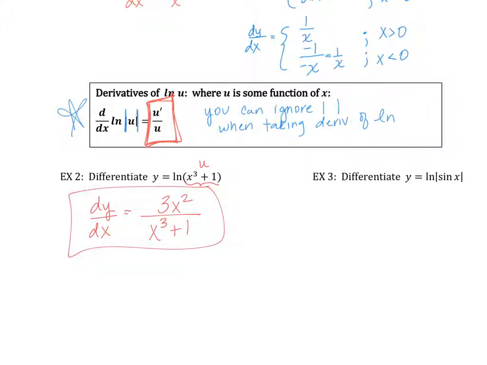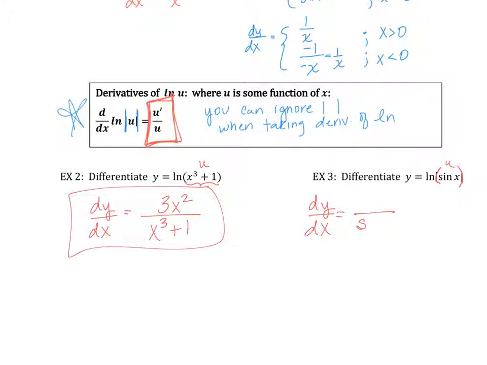Love it. Does trig bother me? Nope. Not if I've memorized my trig derivatives. Do these absolute values bother me? Nope. Because when I'm taking the derivative of the natural log, if I see absolute values, I literally ignore them. I just change them to parentheses. Nothing but a thing. So, u prime over u.